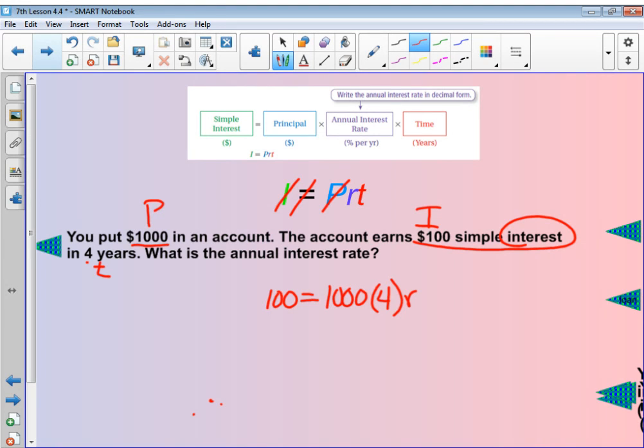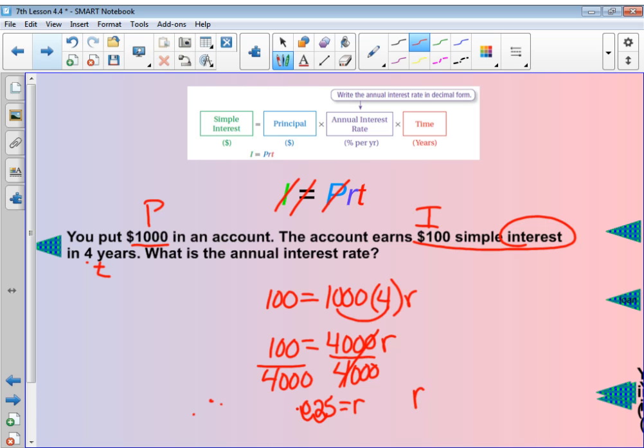So now we'll simplify. I have 100 equals, that together is 4,000 times R. So now to get R by itself, we divide by 4,000. So 100 divided by 4,000 gives us R equals 0.025. Now percentage rate, go 2 places. So our rate equals 2.5%.